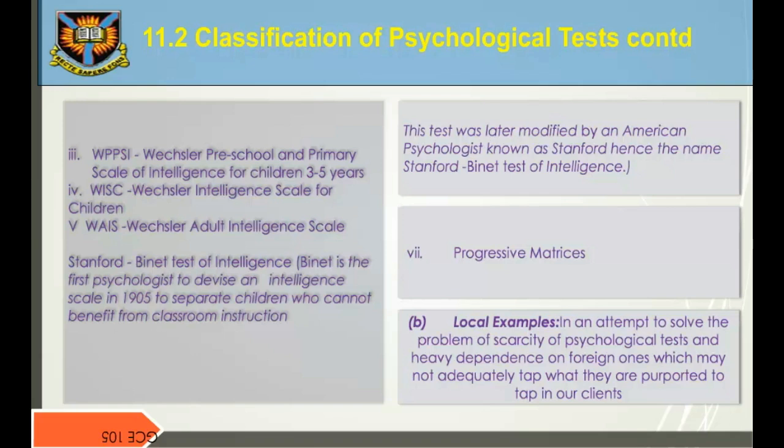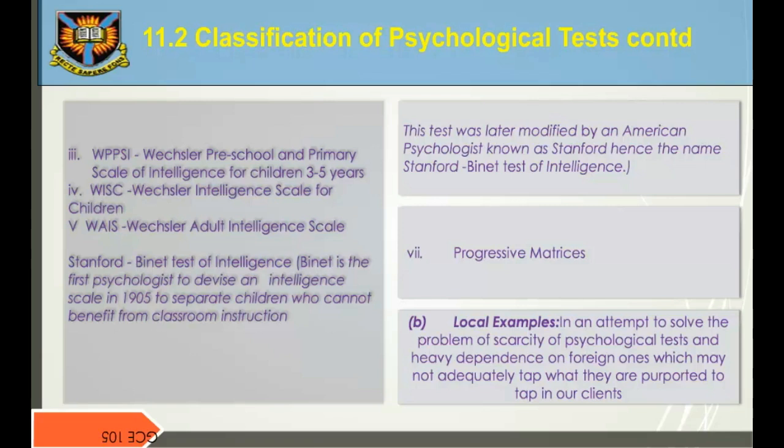Binet was the first psychologist to devise an intelligence scale, in 1905, to separate children who could not benefit from classroom instruction. This test was later modified by an American psychologist known as Stanford, hence the name Stanford Binet Test of Intelligence. Progressive matrices. Then we have local examples.